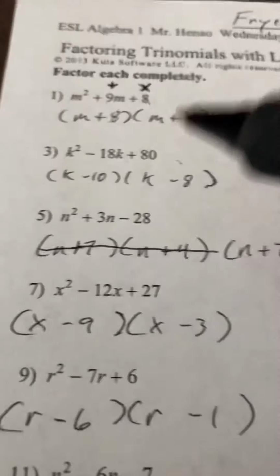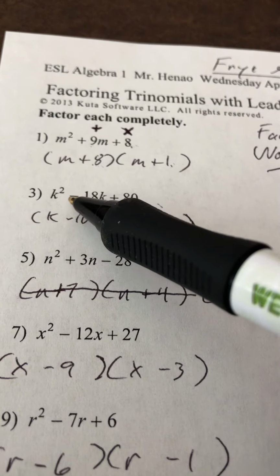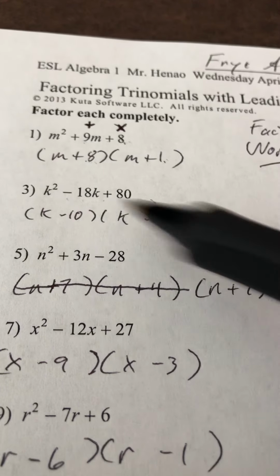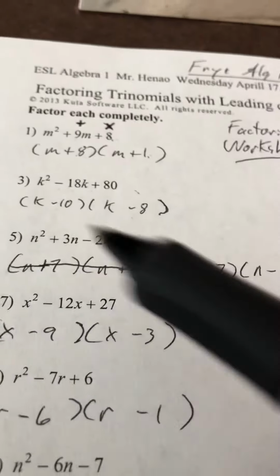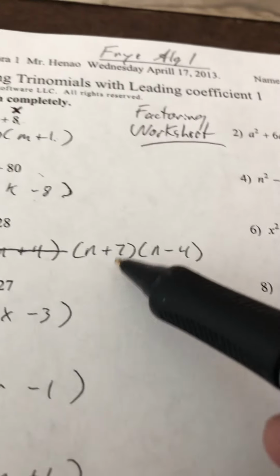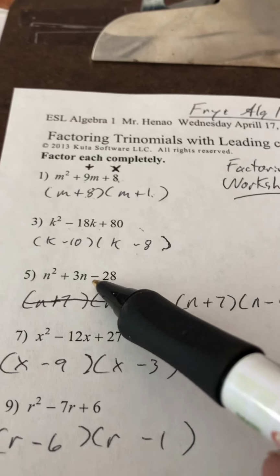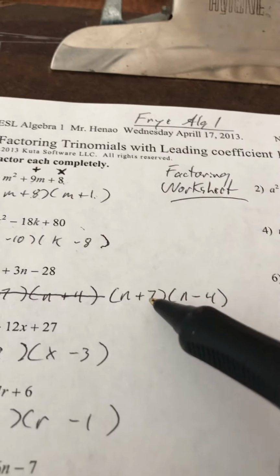Taking a look at this one, two numbers that we multiply to get 80, but add to get negative 18, are negative 10 and negative 8. Number 5, I forgot something. I made a plus when I should have made a minus. Two numbers you multiply to get negative 28, but when you add them together, you get a positive 3. So you've got to think about this one.